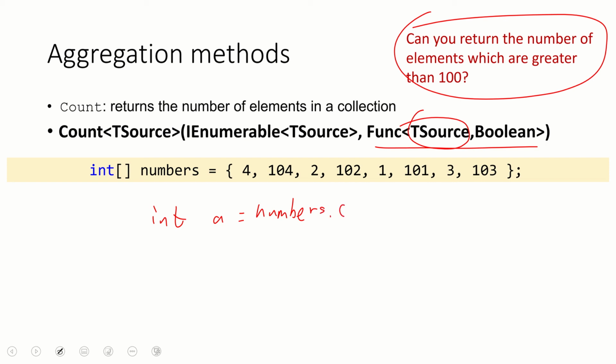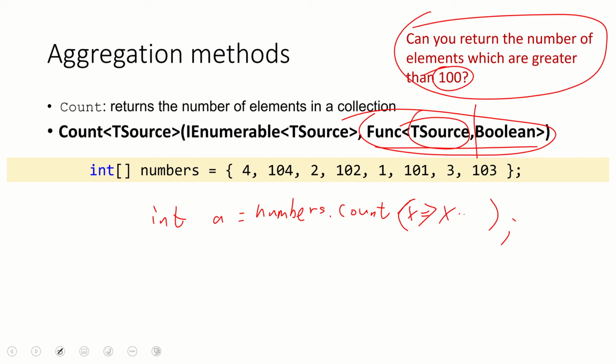Then it is number dot count. Here's a method. In the method you can put a condition, because this method returns a boolean. So it's greater than 100. The only thing you will do is check whether it is greater than 100.